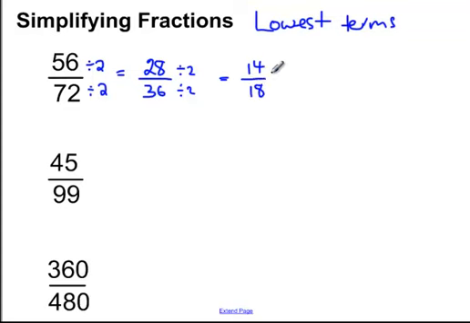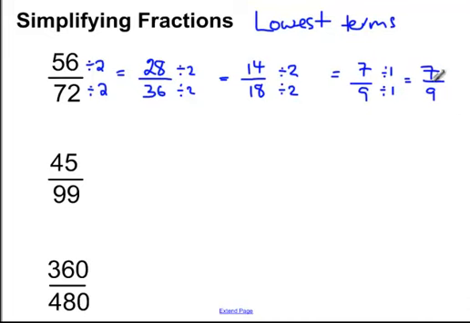Now let's check again. Is there something that can go into both 14 and 18? Well, yes, 2 can go in again. So I can divide them both by 2 again to get 7 over 9. Now, is there anything that goes into both 7 and 9? There isn't anything except for 1, and if I divide the top and the bottom by 1, I just end up with 7 over 9 again, so we don't need to use 1. So in lowest terms, 56 over 72 is the fraction 7/9.